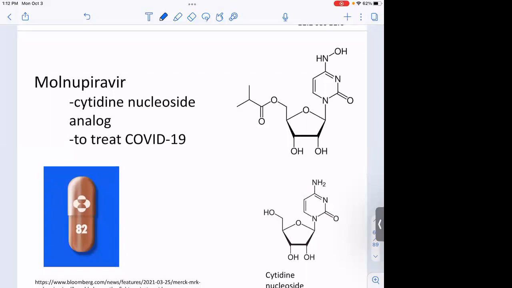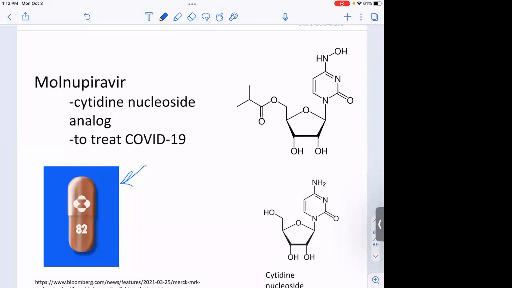Molnupiravir made the news, I think it was right around Christmas time or maybe the first of the year, 2022. It made the news because it was the first drug to treat COVID-19 that could be given orally, in pill form. And the FDA only narrowly approved this. In the committee, the vote was something like 7-5.